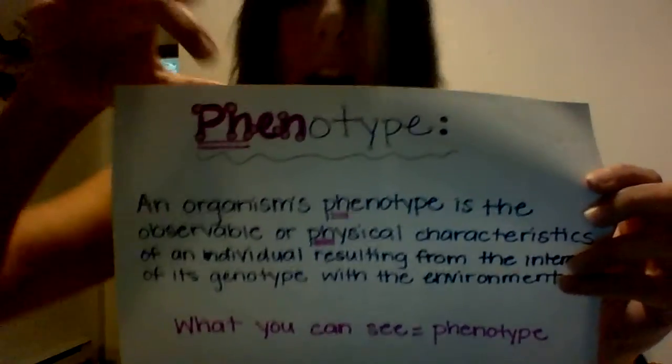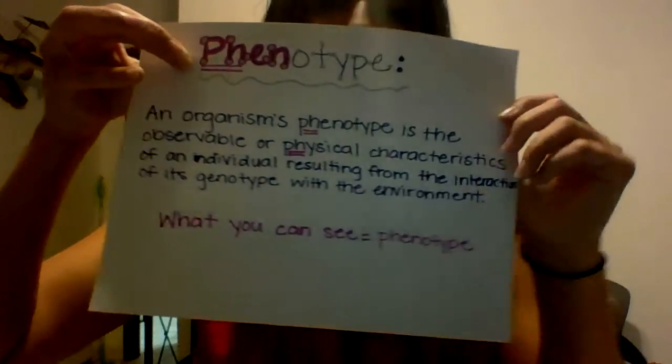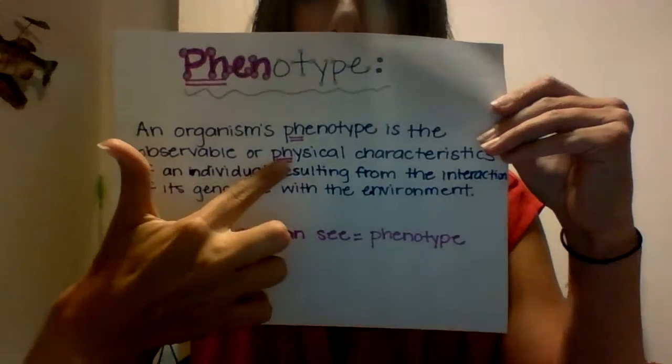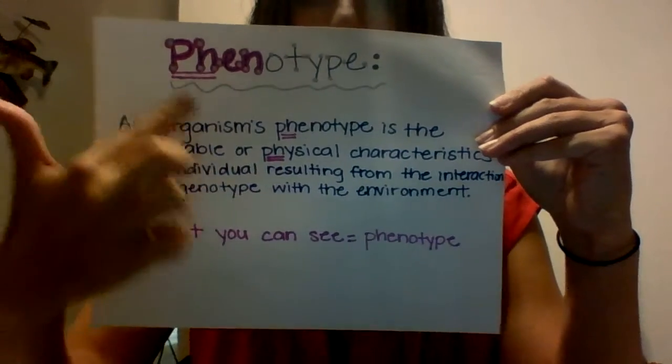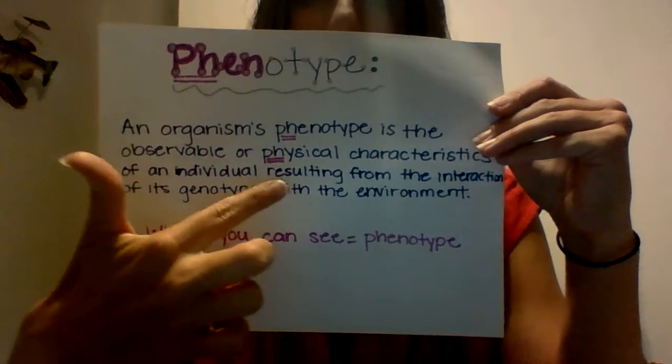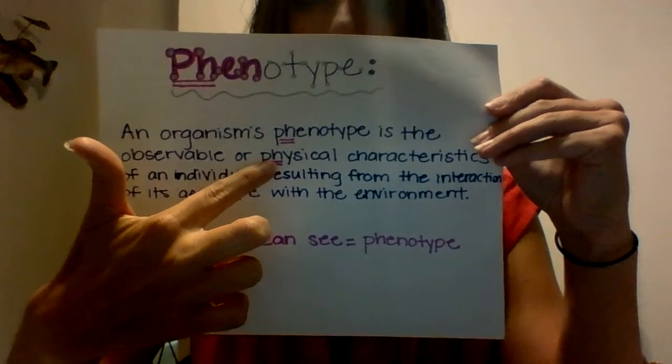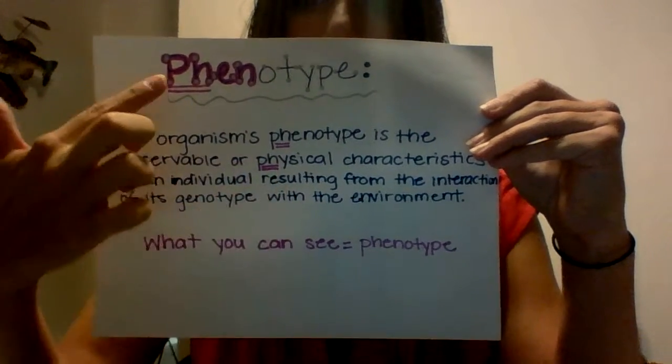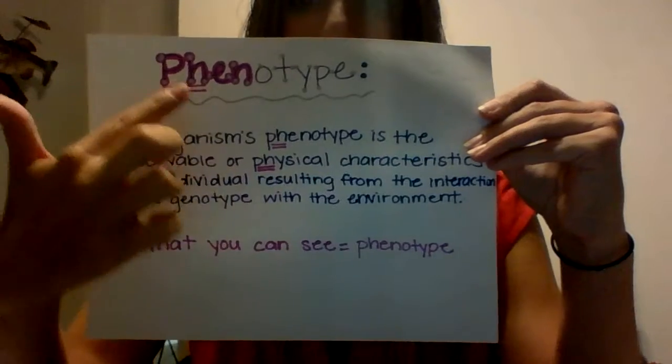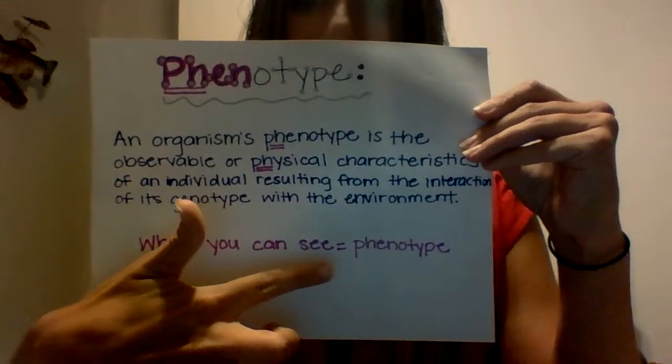I went ahead and I underlined the pH in phenotype and also in physical. I use this as a tool to recognize that a phenotype is talking about a physical characteristic. And I use this as a little bit of a hint to remember that phenotype is referring to something that you can see.